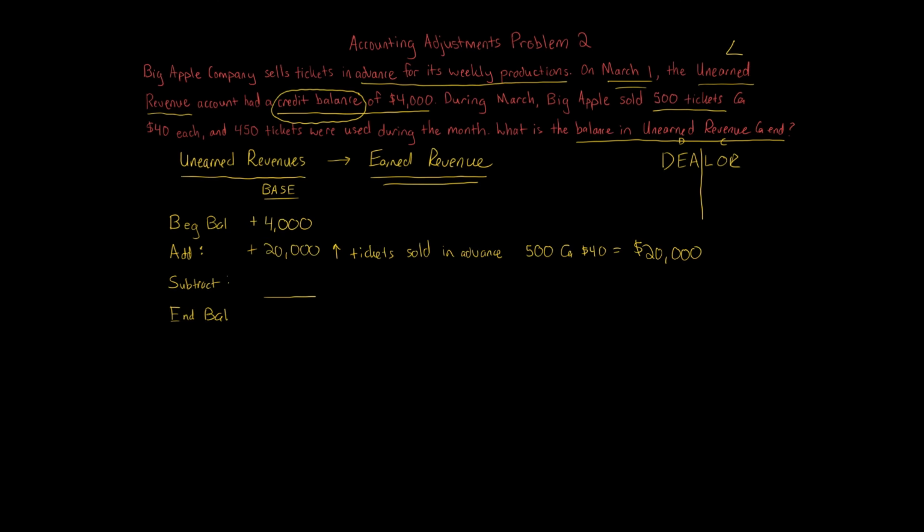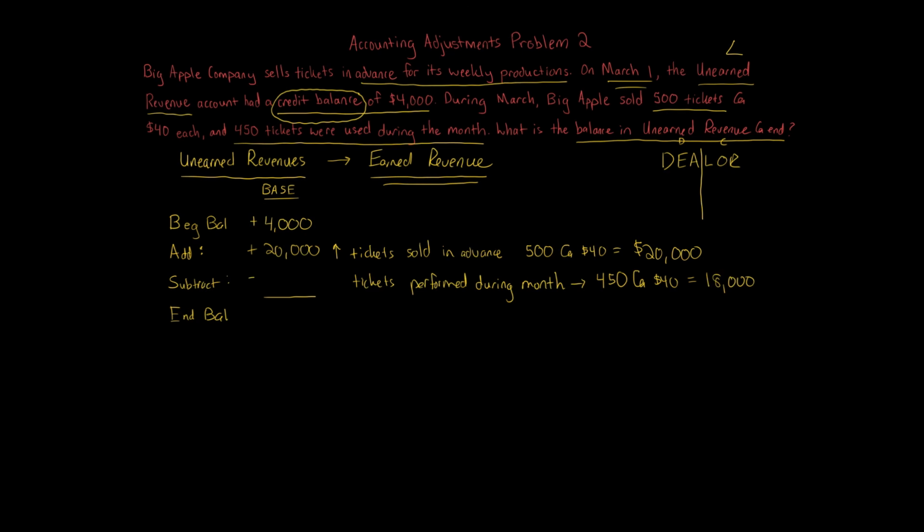Now the subtract is going to be the tickets performed during this month, which here we're told 450 tickets were used. So this could be tickets that were sold even before March 1st, back in January, February, even from the previous year, sold in advance. These now have been performed, so they shouldn't be on the books as a liability. So 450 at $40 equals 18,000.